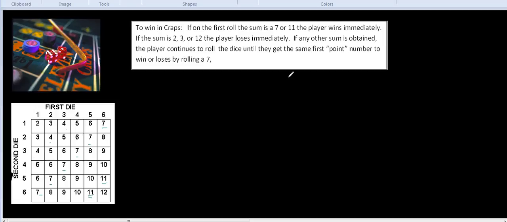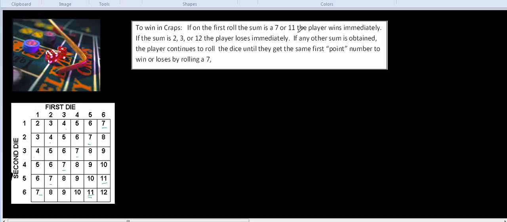Now, there's two possible ways of winning at craps. First, you would have to roll either a 7 or 11, and then you would win. And likewise, if you rolled a 2, 3, or 12, you would lose on the first roll.